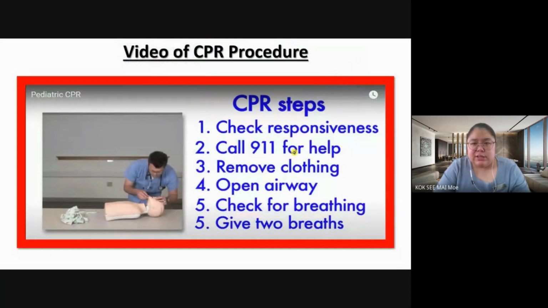Now you're going to see the steps. Here I can show you the steps. Check for responsiveness. Call emergency. Sometimes you need to remove clothing. Normally for men, they want to remove the clothing to make chest compressions easier. Open the airway. Open the airway means lift the chin up.